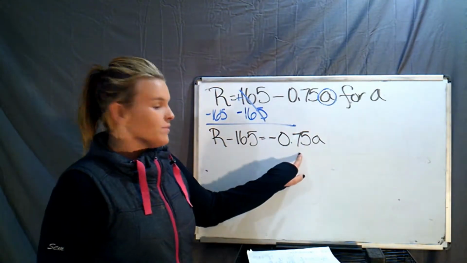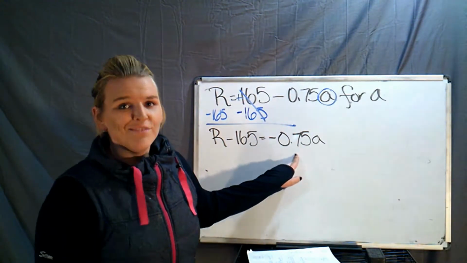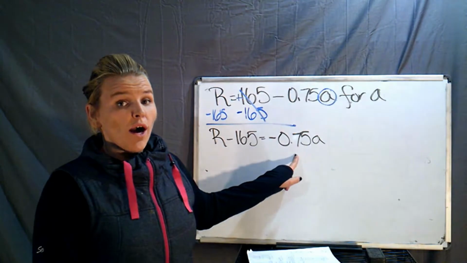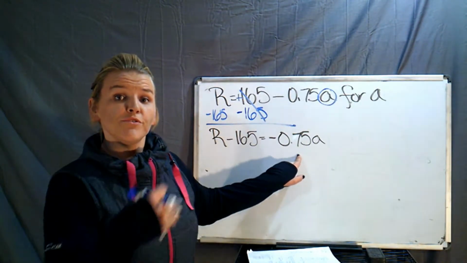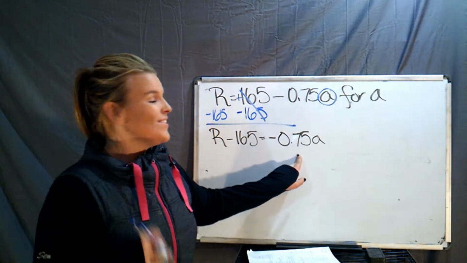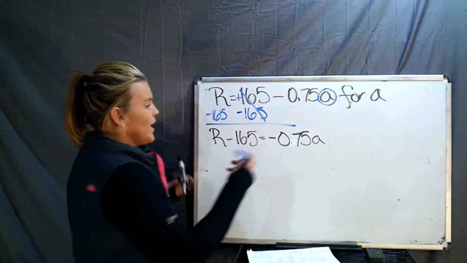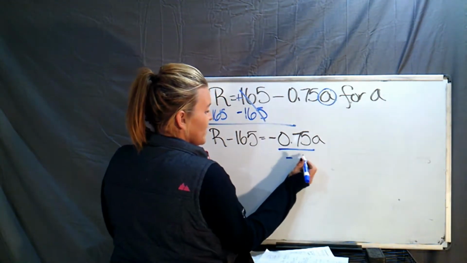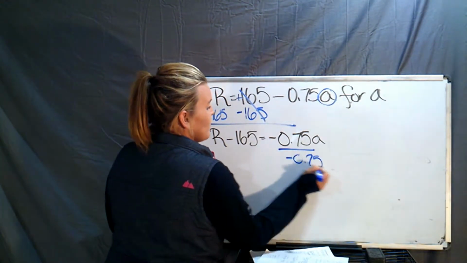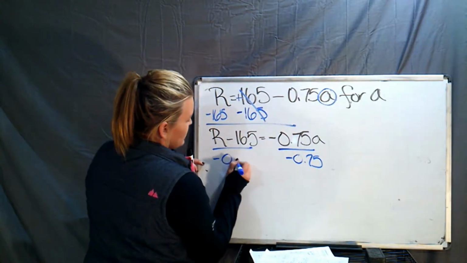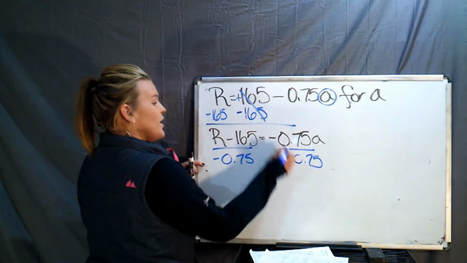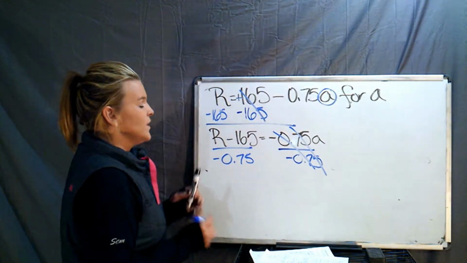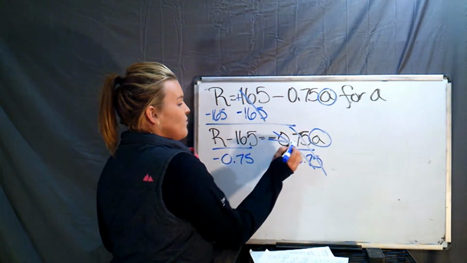A is being multiplied by a negative 0.75. I want to do the inverse of that. I'm going to divide by a negative 0.75 to both sides. Divide by negative 0.75. Negative 0.75. When I do that, these are going to cancel out. And I have a by itself.